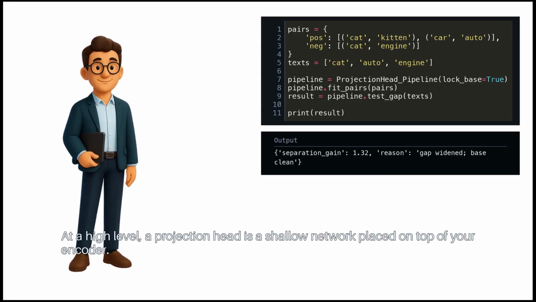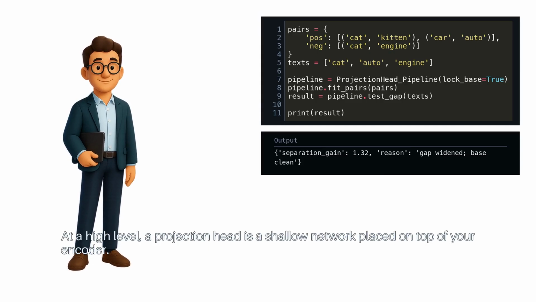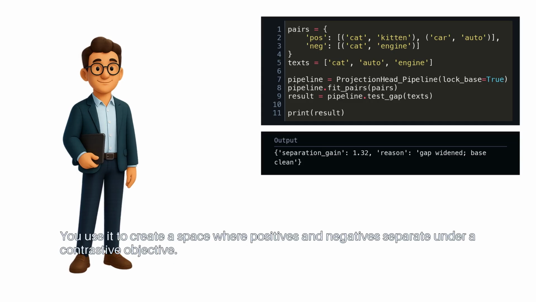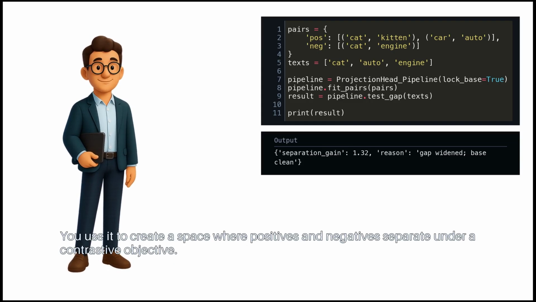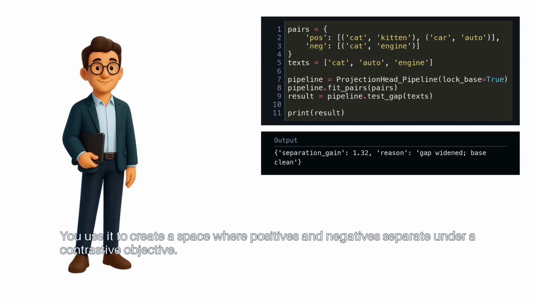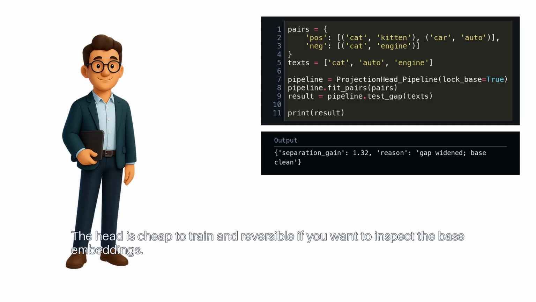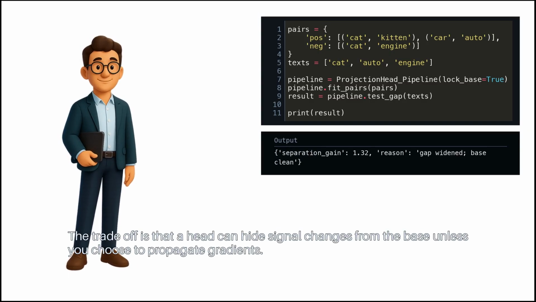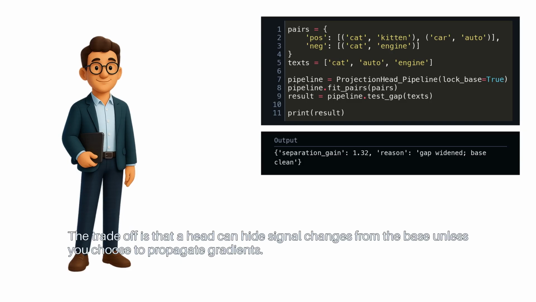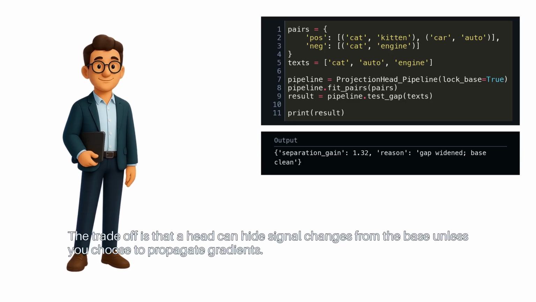At a high level, a projection head is a shallow network placed on top of your encoder. You use it to create a space where positives and negatives separate under a contrastive objective. The head is cheap to train and reversible if you want to inspect the base embeddings. The trade-off is that a head can hide signal changes from the base unless you choose to propagate gradients.